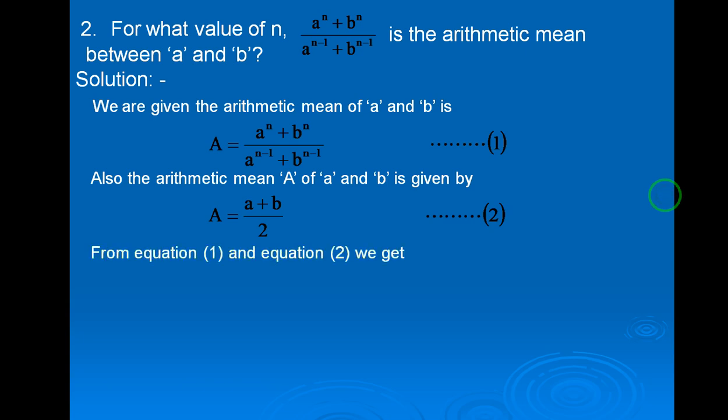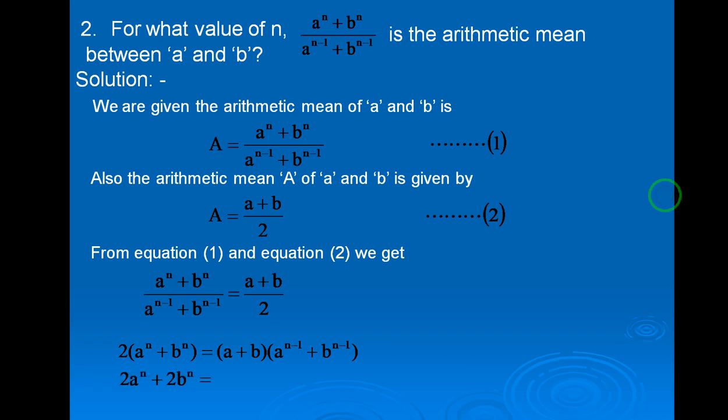From question 1 and question 2, we get (a^n + b^n)/(a^(n-1) + b^(n-1)) = (a + b)/2. Now cross multiply each other, we get 2(a^n + b^n) = (a + b)(a^(n-1) + b^(n-1)).